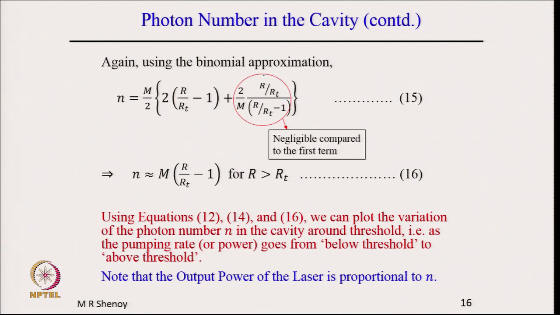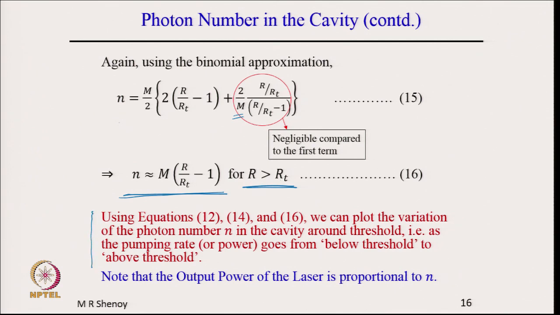Now, note that this term is really negligible because m is in the denominator and m is of the order of 10 to the power of 12. So, it is really negligible. This is the complete expression, but we can even neglect that. In that case, we have only the first term. So, 2 by 2 cancels, and we have n nearly equal to m into r by RT minus 1 for r greater than RT. So, we have got the analytical expression for n when the pumping rate is below threshold, equal to threshold, and greater than threshold.